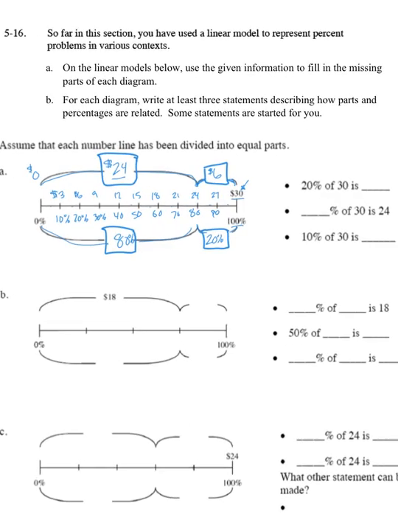Now the last part of this is, it says you're supposed to make statements in reference to this. So for the first one here, 20% of 30 is, well, if we know we have our ruler laid out here, well, here's 20%. 20% of 30 is going to be $6. The next question, what percent of 30 is 24? So again, going back to our ruler, there's 24. That is going to be 80%.